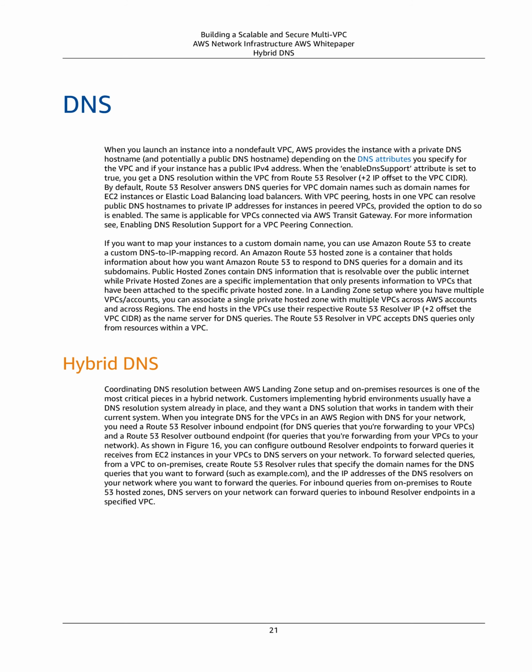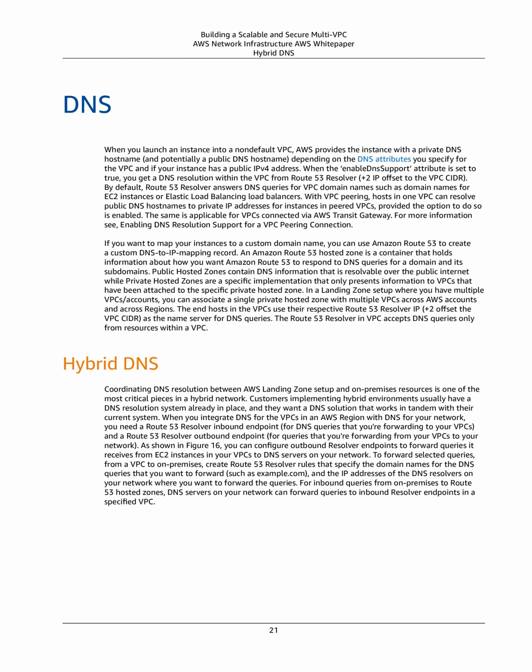If you want to map your instances to a custom domain name, you can use Amazon Route 53 to create a custom DNS to IP mapping record. An Amazon Route 53 hosted zone is a container that holds information about how you want Amazon Route 53 to respond to DNS queries for a domain and its subdomains. Public hosted zones contain DNS information that is resolvable over the public internet, while private hosted zones are a specific implementation that only presents information to VPCs that have been attached to the specific private hosted zone.